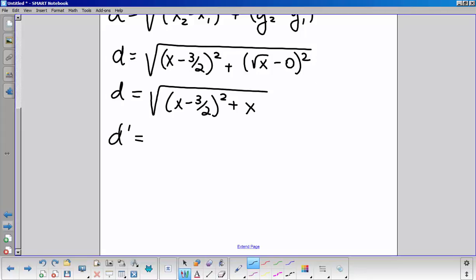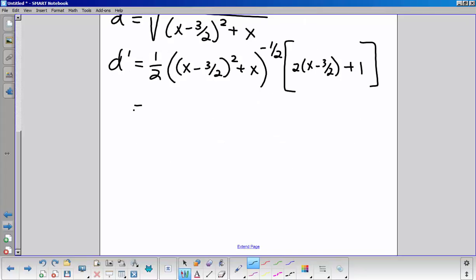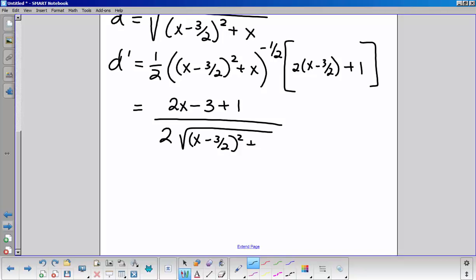So let's do d prime. What's it going to be? Power down. Function. X minus 3 halves, quantity squared, plus x, lower the power by 1, times the derivative of the inside, which is 2 times x minus 3 halves, times 1, right, because the derivative of the inside is 1, plus 1. So what goes in the numerator? This, right? 2x minus 3 plus 1 over 2 root x minus 3 halves quantity squared plus x. We get 2x minus 2.